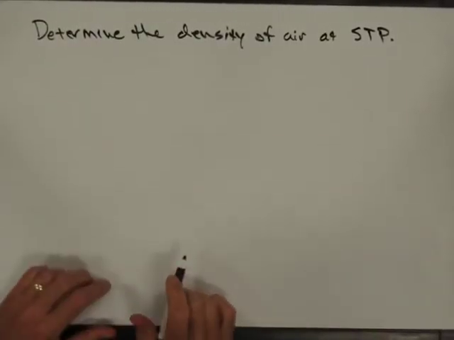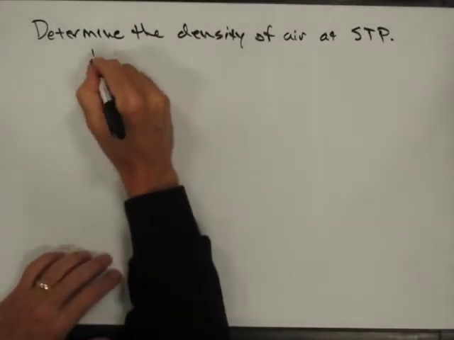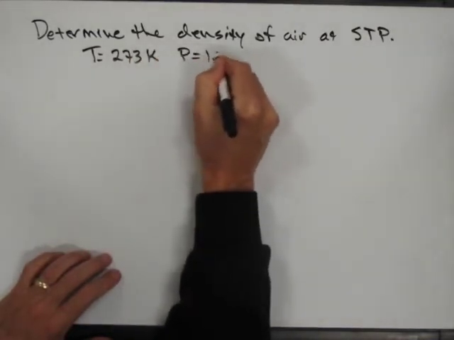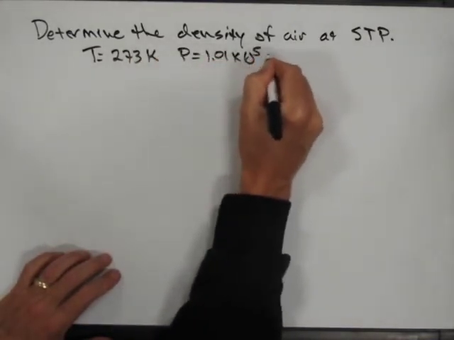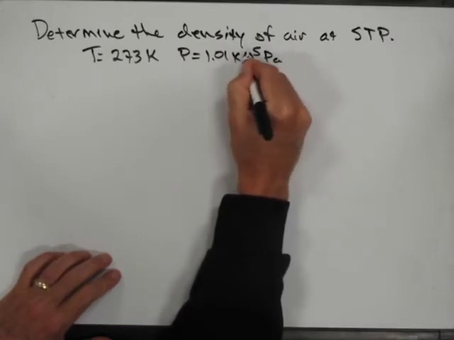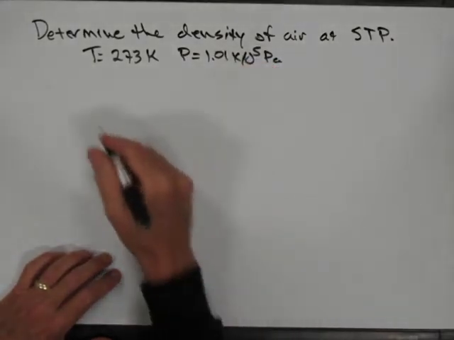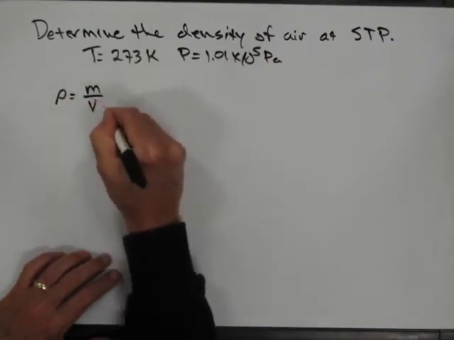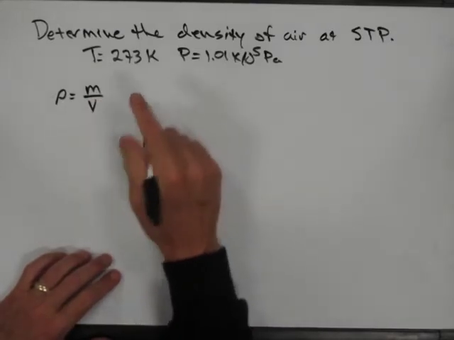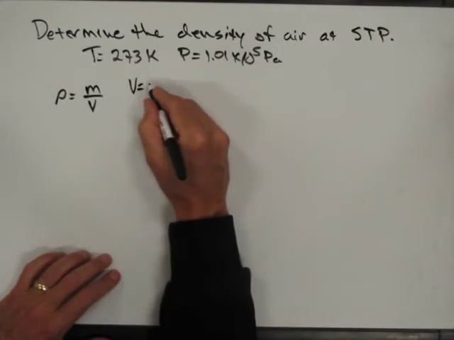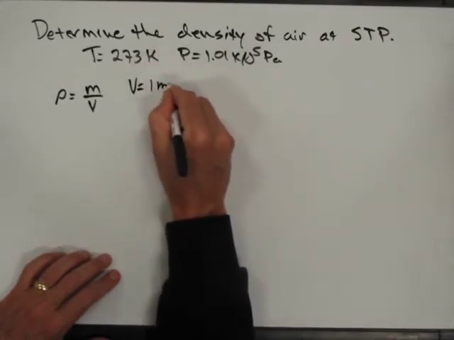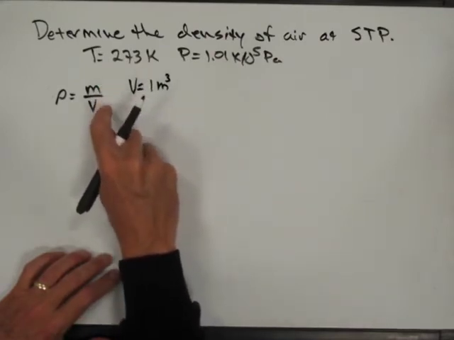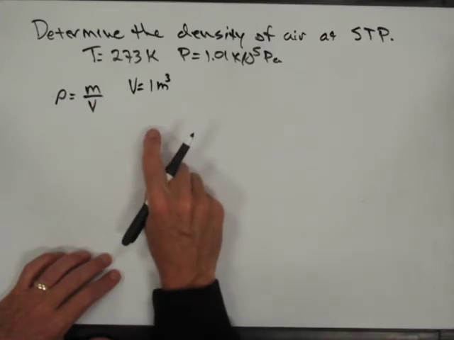So in this problem, we want to determine the density of air at standard temperature and pressure, and that means the temperature is 273 Kelvin, and the pressure is 1.01 times 10 to the 5th pascals. If you remember, the density is the mass divided by the volume. V could be anything since we just want the density, so we're just going to start with a cubic meter. We'll pick our volume, and we're going to figure out the mass of air that's in a cubic meter at standard temperature and pressure.